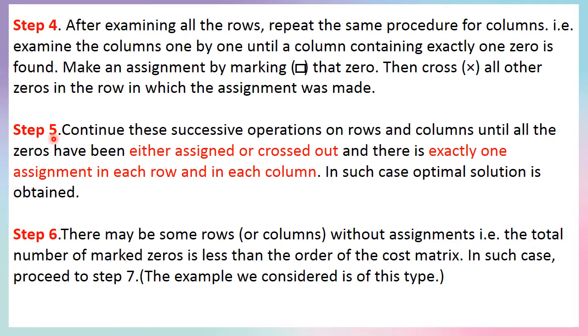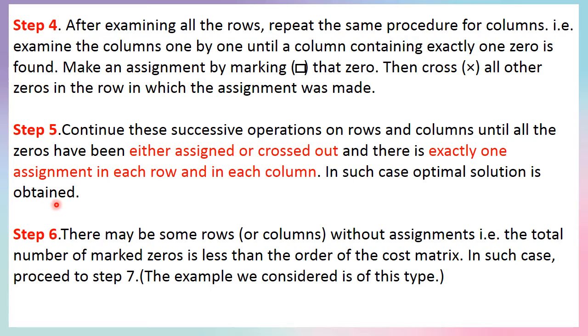Now step 5. Continue these successive operations on rows and columns. After doing columns, again we have to check in the rows whether any 0 is left to cross or assign, that is put in a box, until all the zeros have been either assigned or crossed out and there is exactly one assignment in each row and in each column. In such a case, the optimal solution is obtained.